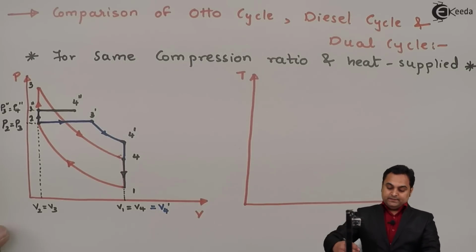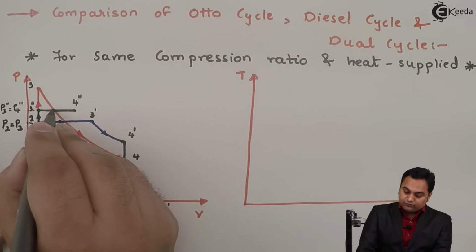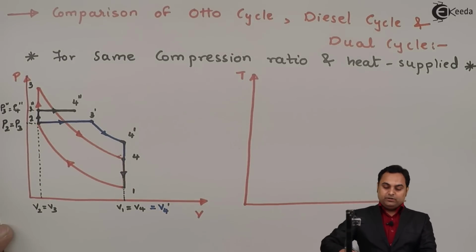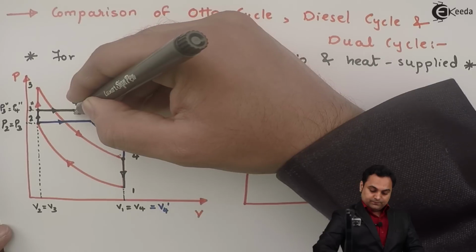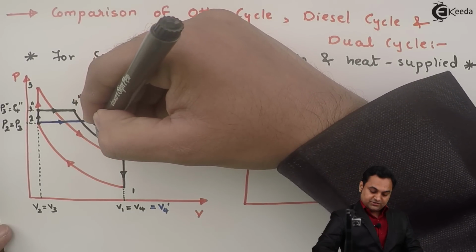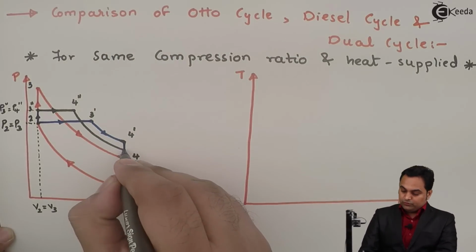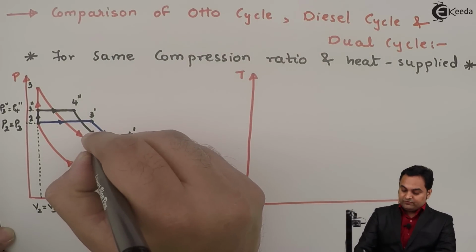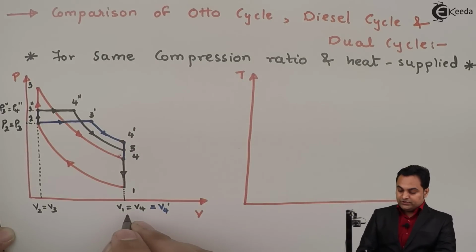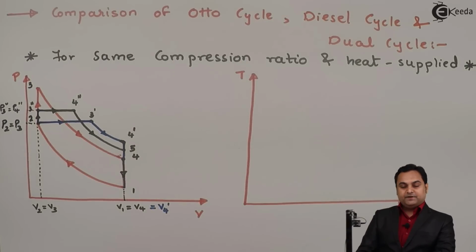Next, here after the heat addition process from 3 double dash to 4 double dash, there will be expansion from 4 double dash. Expansion is reversible adiabatic or isentropic for dual cycle, and this will be from 4 double dash up to point number 5. So here from 4 double dash to 5 we are getting the isentropic expansion.